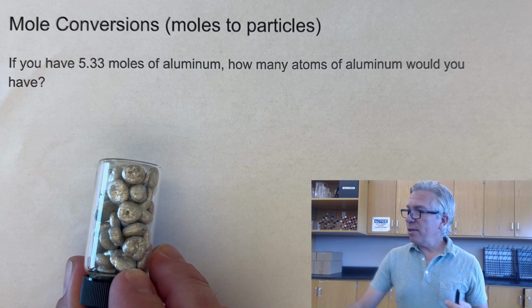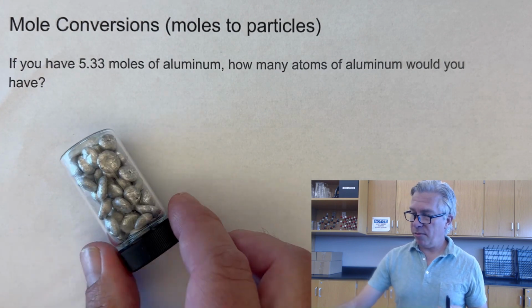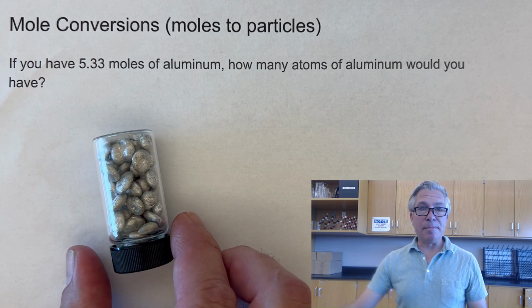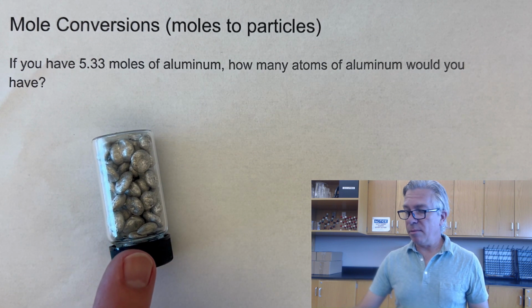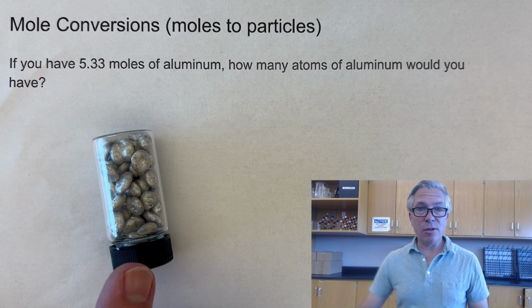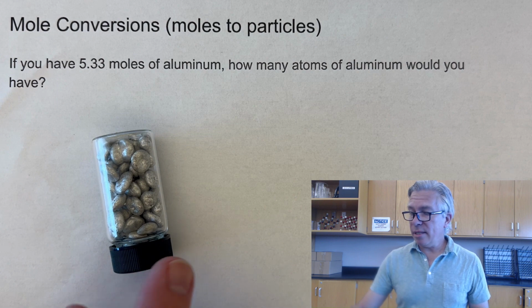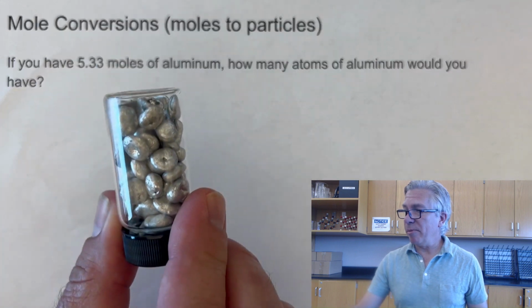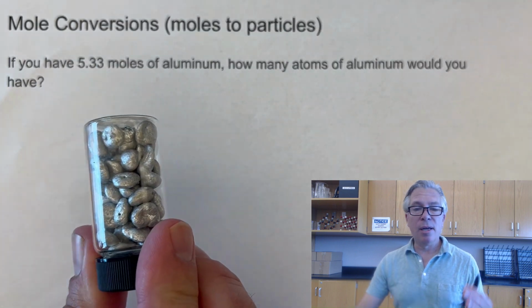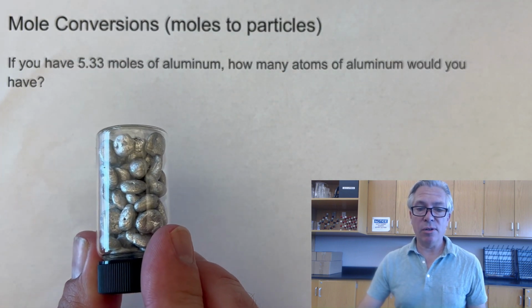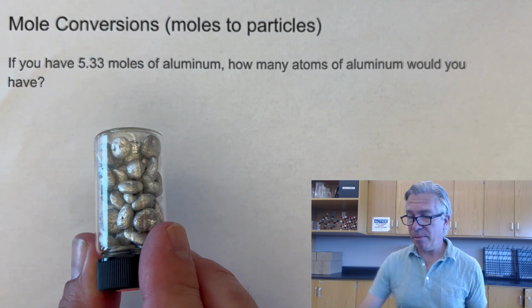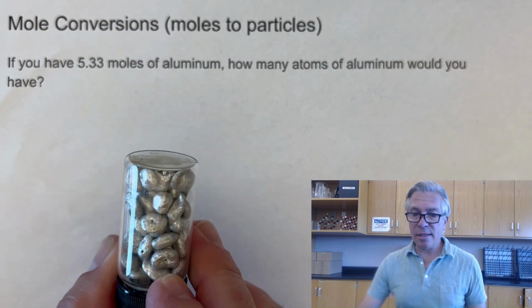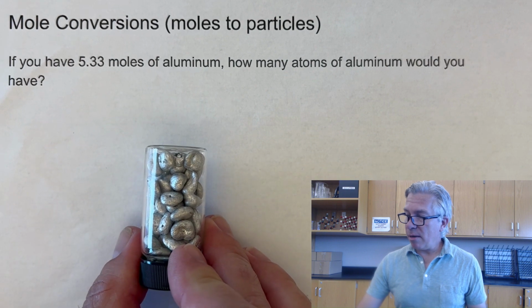So I have here in my frame of view a little sample of aluminum. And this sample of aluminum weighs just about 27 grams. So this represents actually a mole of aluminum. And so in this sample of aluminum, there are 6.02 times 10 to the 23rd atoms of aluminum, to the best of my ability. Okay, and that's the same for every element. So let's get into the problem.